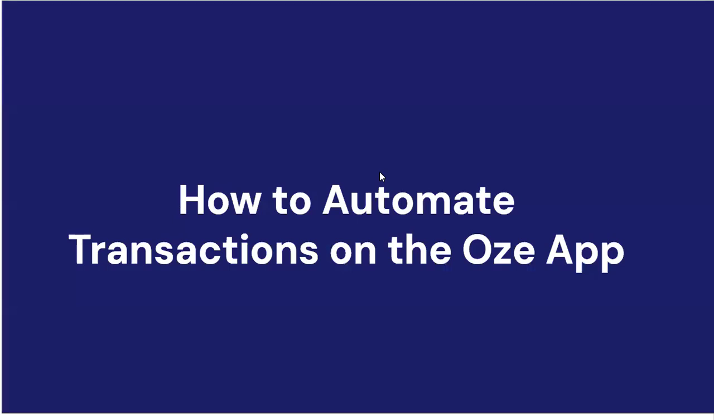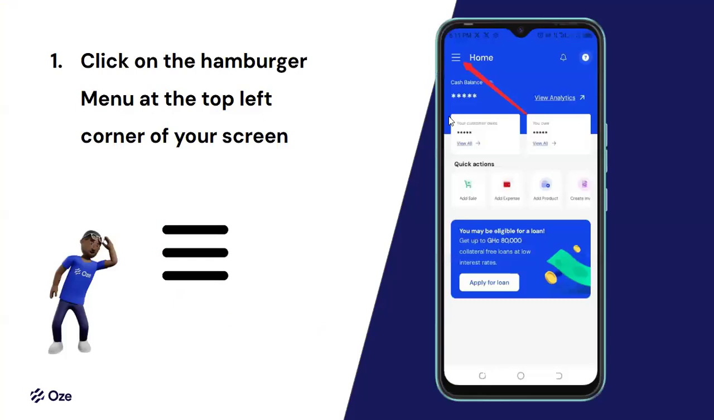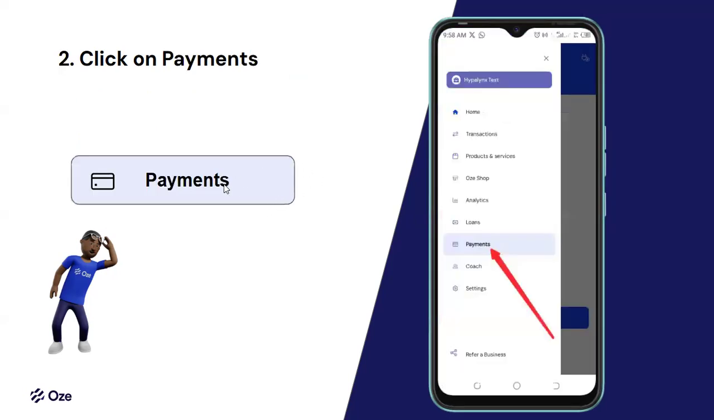Now, I'm going to take you through how to automate transactions on the Oze app. So the first thing, on the home page, you click on the top left. That's the hamburger menu. You click on the hamburger menu at the top left of your screen. Then you select payments. You click on payments. So you can see payments here.